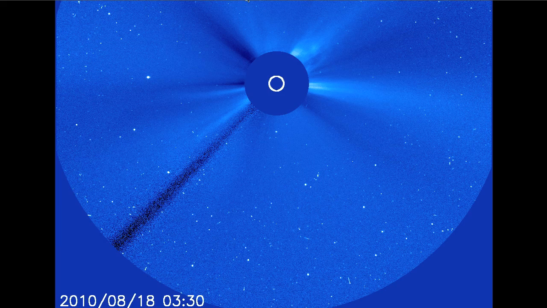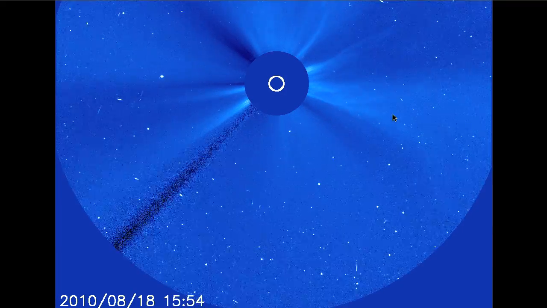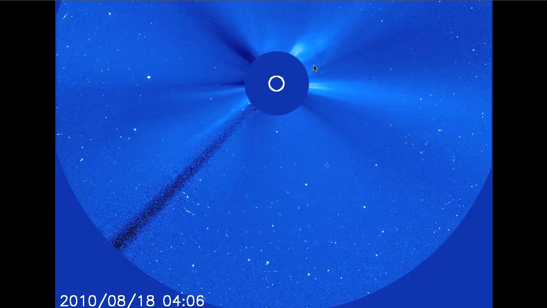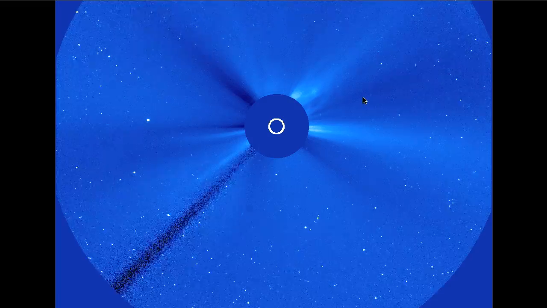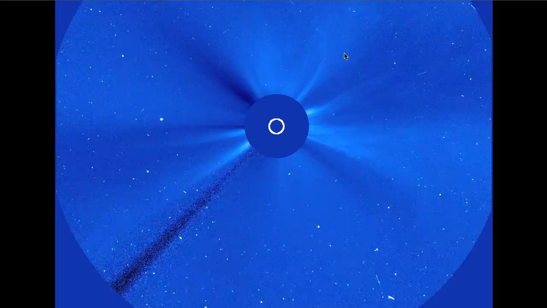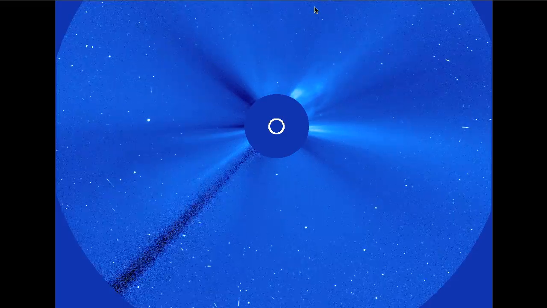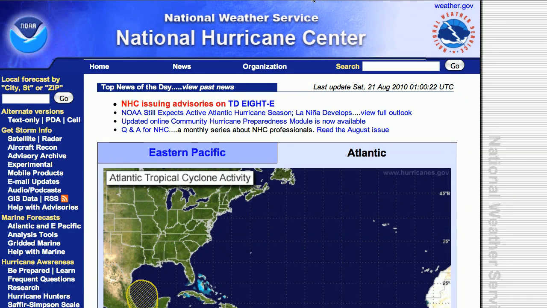And here is the view from the C2, the LASCO C2 instrument. And you can see the original form much better on this one. I'm guessing that this could very easily be a Category 3, maybe even Category 4 storm.